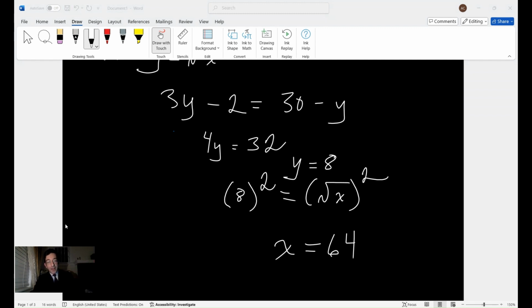So you can always check, and of course, if you plug it in, you check your solution. Always check your work. 3 radical 64, right? It's really 3 times 8. 3 times 8 is 24, and minus 2 equals 22. And you're going to get the same thing on the right side. So it's really an elegant detour, isn't it?